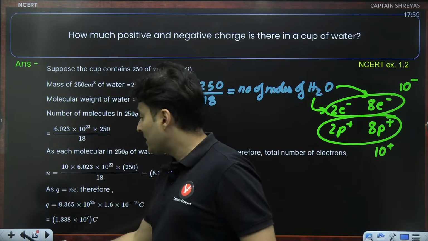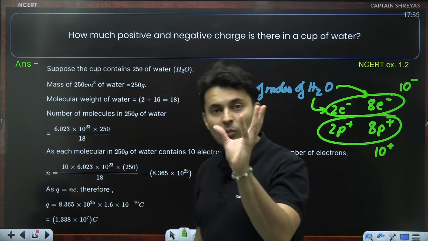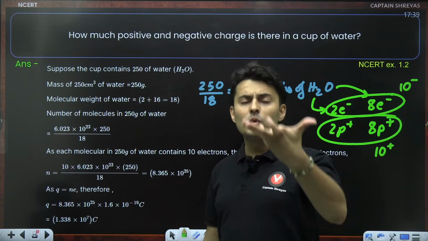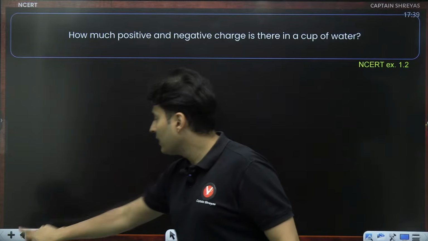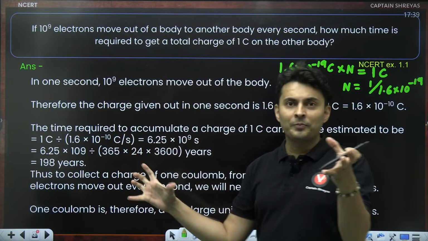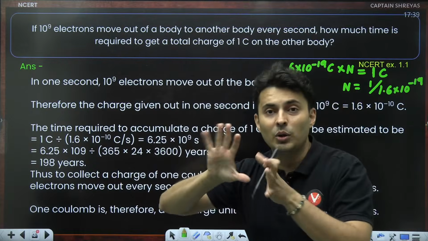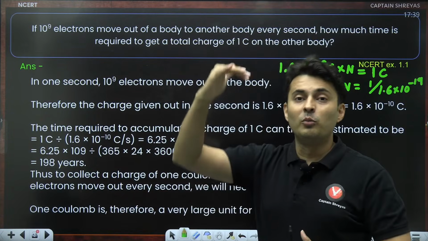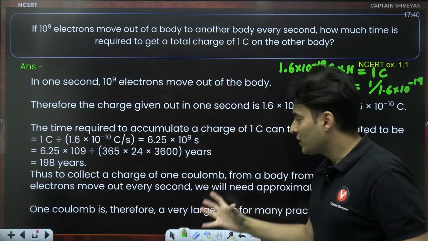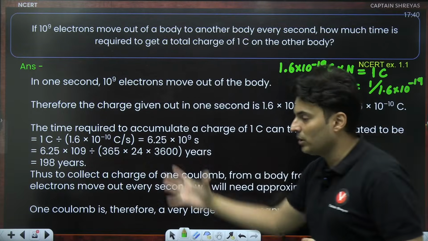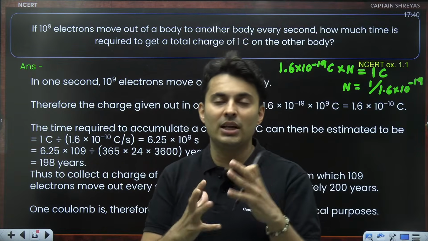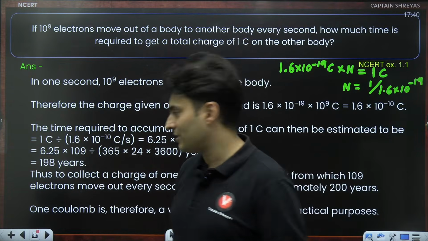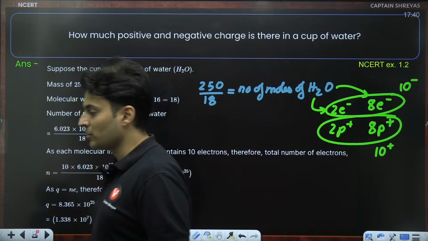What these two examples tell you is that although even small amounts have very huge amounts of charge, in equal amounts, it's very difficult to separate them out and get an unbalance of more positive or less positive. So it takes a lot of effort, time and energy to create that unbalance, to get a huge coulomb of charge. That is the significance of these two examples.